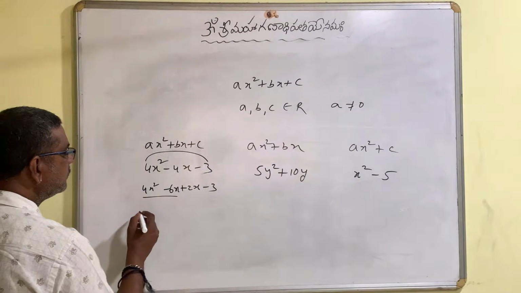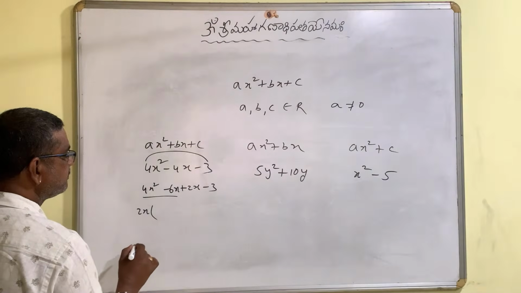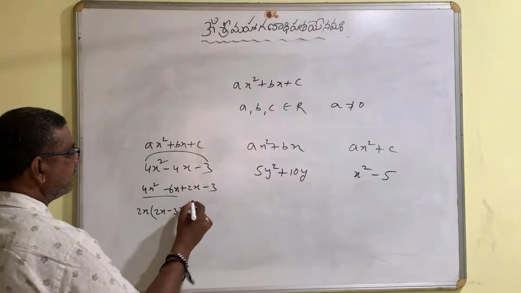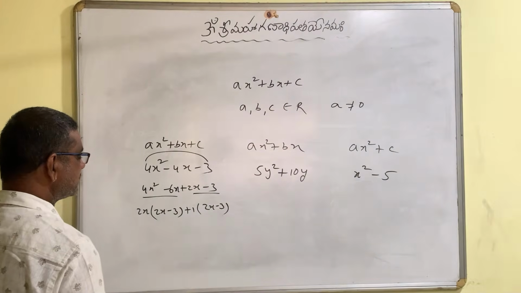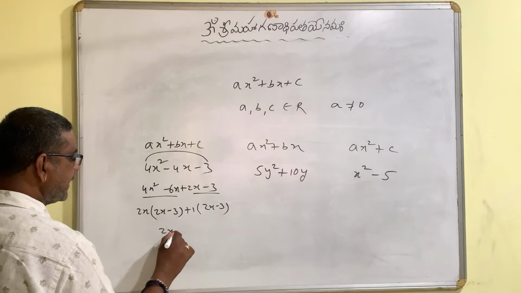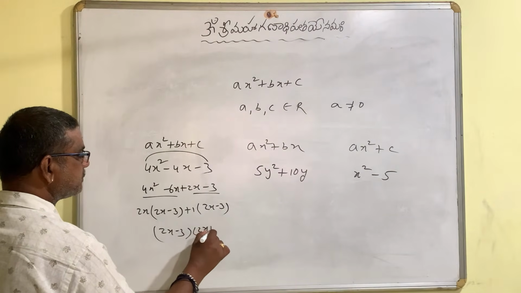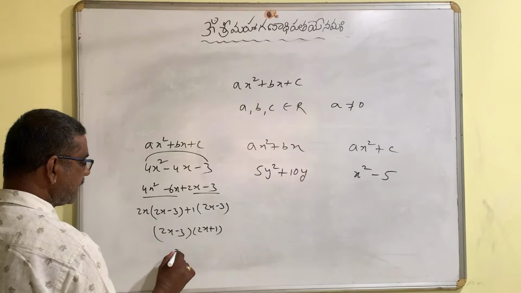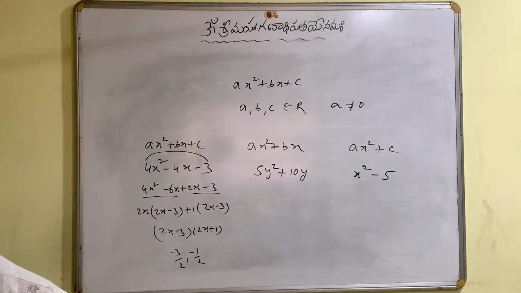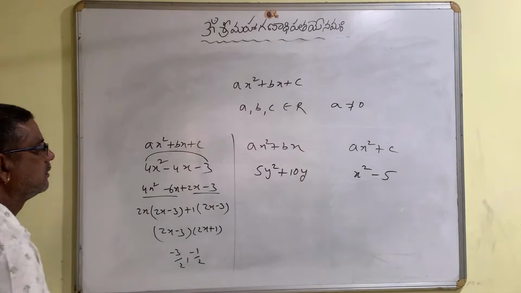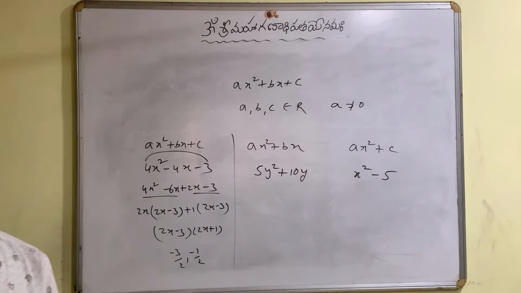From these two we can take 2x common. Remaining is 2x minus 3. And from these two plus 1 common. Remaining is 2x minus 3. So 2x minus 3 into 2x plus 1. So the zeros are minus 3 by 2 comma minus 1 by 2. Okay na? This is how for the first model we have to do factorization.